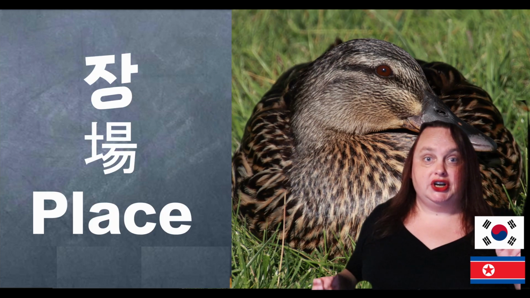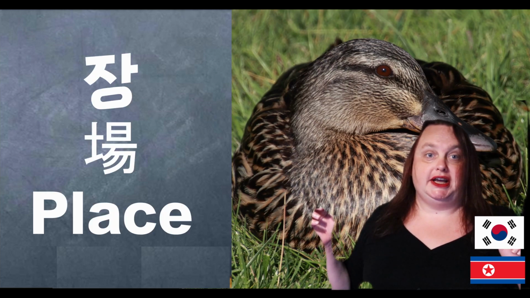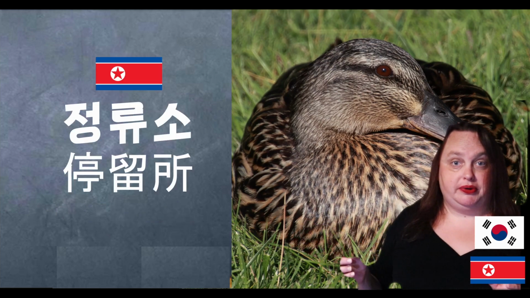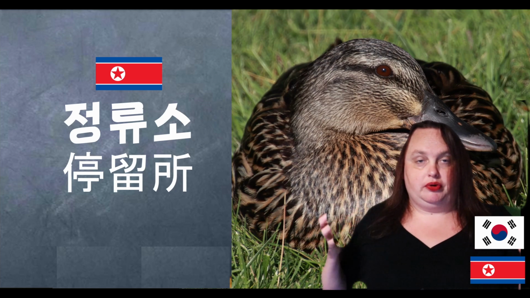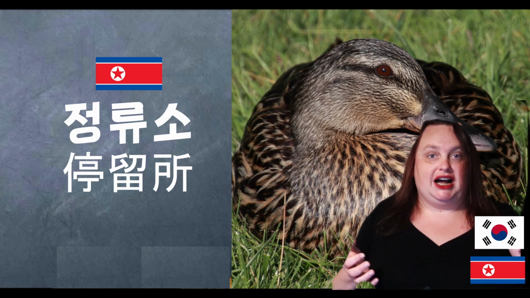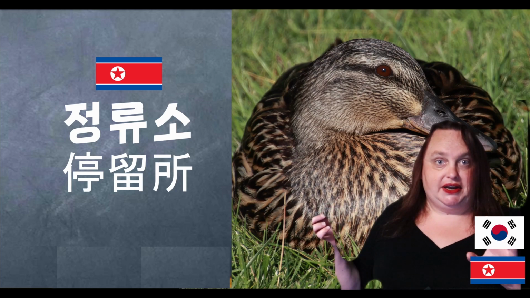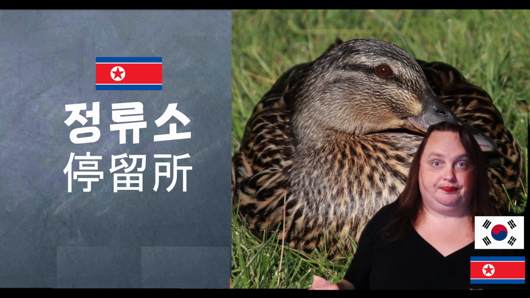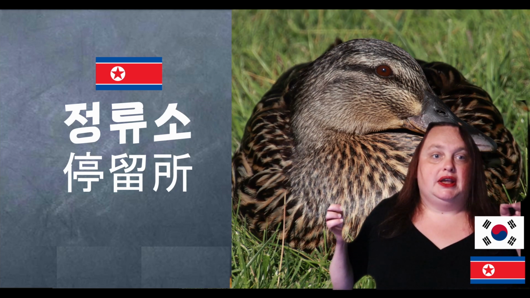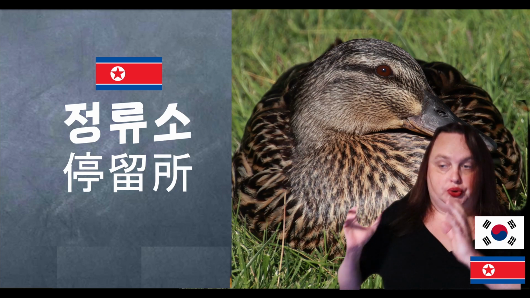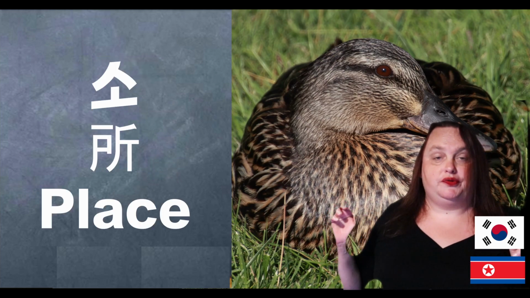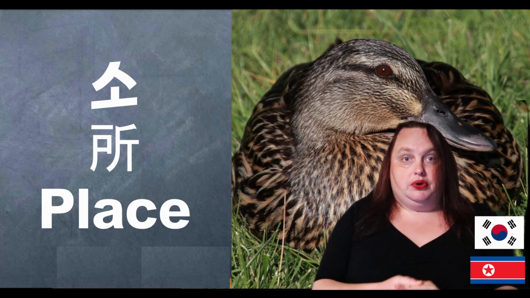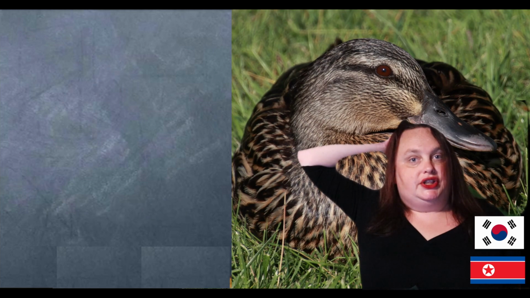Jang, which in this case is a character meaning place, a place where something happens. Now, in the North Korean variant, you've got jongyuso, which we've already talked about. I forgot to mention what ryu actually meant. Ryu is like to stay or remain in a place, to spend time in a place. So, jongyuso. So is just another word for a place where something is done. So, let's just take these one by one.